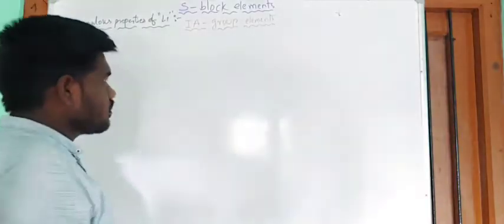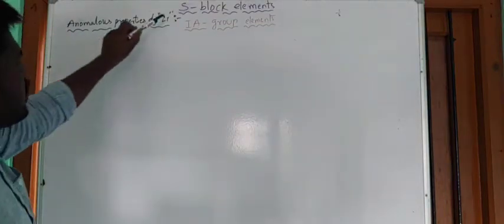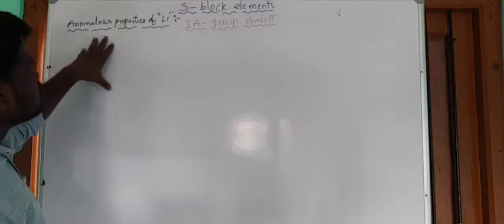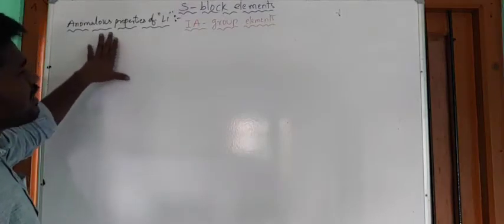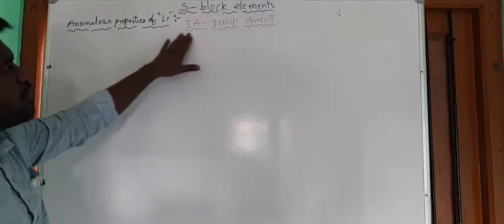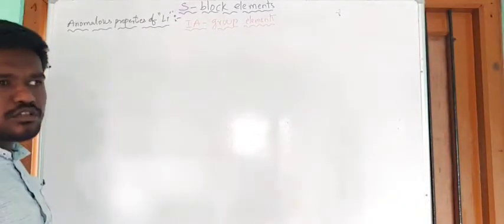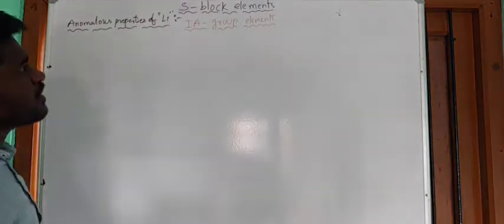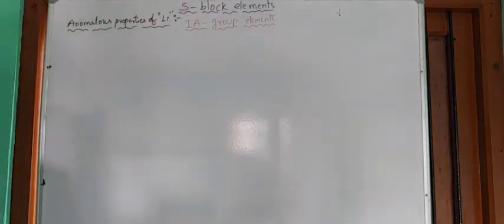So right students, next topic, anomalous properties of lithium. Lithium shows different properties when it is compared with the rest of the elements in the first A group. So now let us discuss some anomalous properties of lithium when it is compared with the rest of the elements present in the same group.